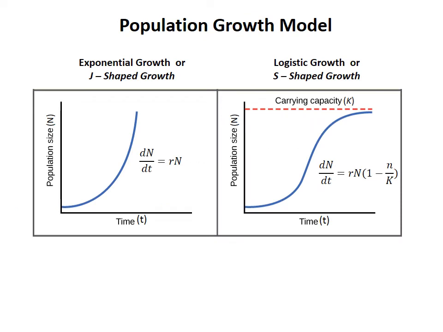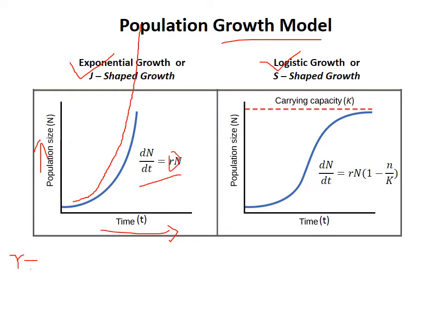Next, the population growth models. There are two types of population growth model: one is the exponential growth model and another is the logistic growth model. The exponential growth model means that according to time, the population size is increasing. So this is called a J-shaped graph. The equation is dN/dt = rN, where r is b minus d, that is, birth rate minus death rate, that is the growth rate. So growth rate r is equal to (b minus d) times N, that is the dN/dt.